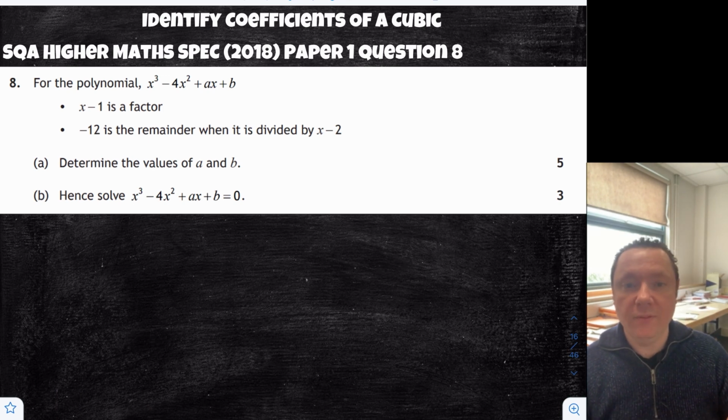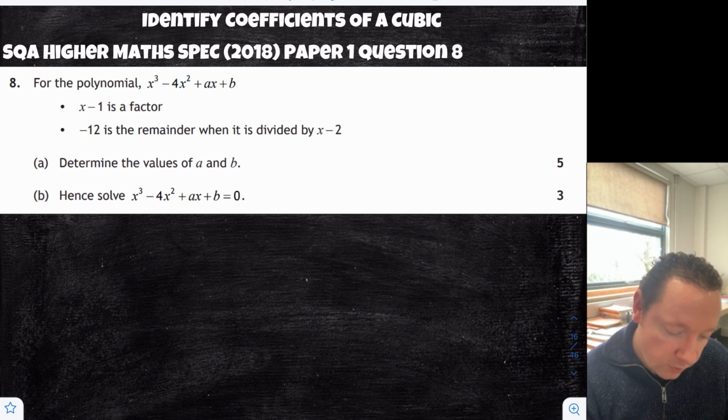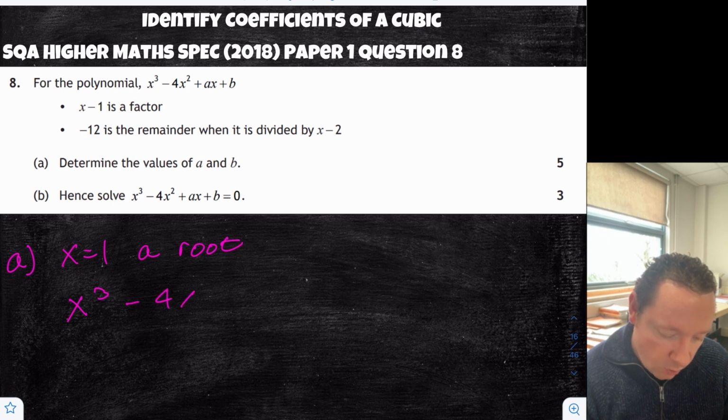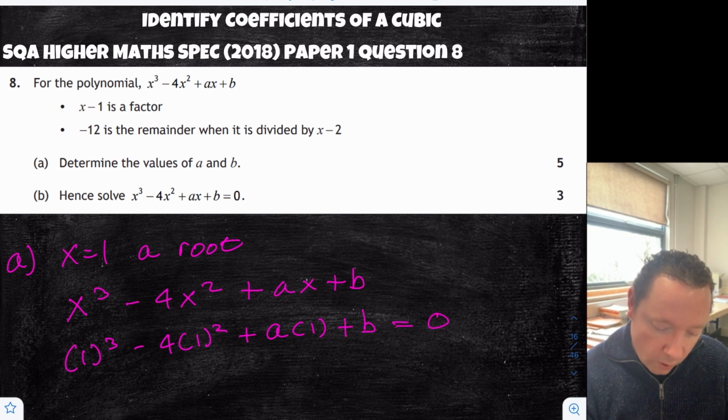So it gives us a couple of bits of information we can just use. So first one, if x minus 1 is a factor, x equals 1 is a root. So we can just sub that in. So we've got x cubed minus 4x squared plus ax plus b. X equal to 1 means we get 1 cubed minus 4 times 1 squared plus a times 1 plus b. All that stuff must equal 0 because x equals 1 is a root.